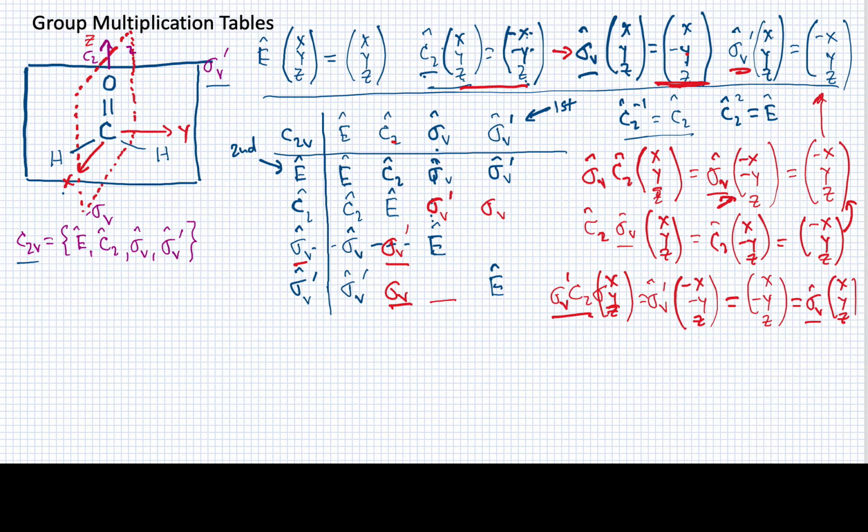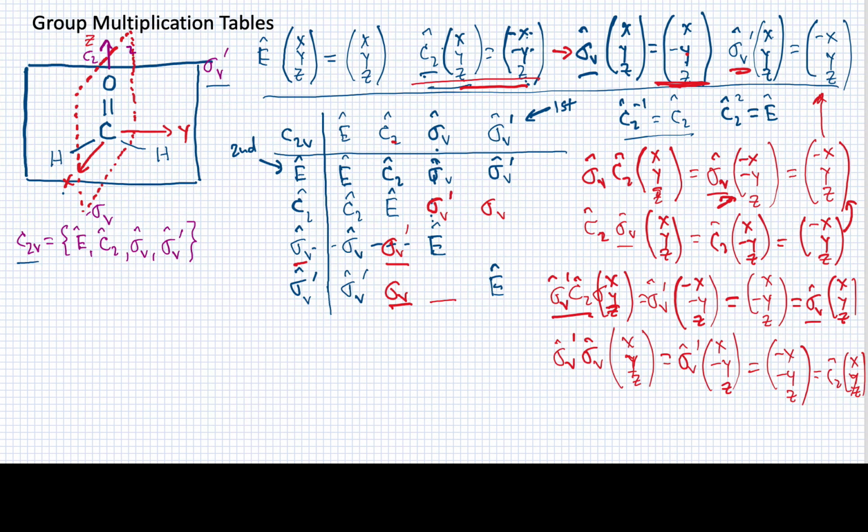Finally, we have the successive operation of the two sigma v operators. So I'll have sigma v prime, sigma v, and I probably should have put hats on all of these to make them operators, x, y, and z. Sigma v has the effect of changing the sign of y, so I'll have sigma v prime with x, minus y, and z. And then sigma v prime has the effect of changing the sign of x, so I'll end up with negative x, negative y, and z. But that's just the operation of C2 on x, y, z. So this will be C2, and again, this will turn out to be C2 also.